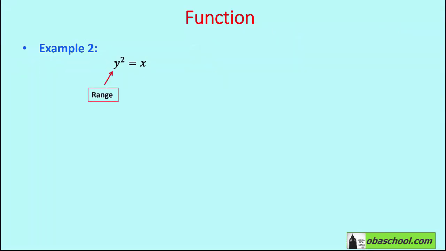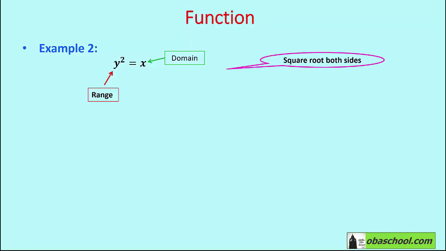As we have said, y is the range and x is the domain. Here I need to determine the range. In other words, I need to determine the equation y in terms of x. This means I need to get rid of the square from y. But in order to get rid of the square, we know that square root cancels the square. This means that the square root and the square cancel each other. In this case, to determine the y, I have to square root both sides.